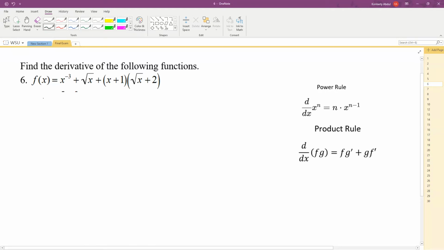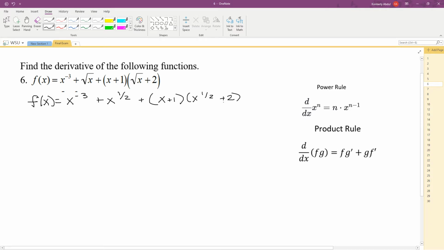All right, so this problem is going to be kind of long, and we're going to find the derivative of the following functions, or this whole function right here. So the first thing that I'm going to do is write everything with exponents instead of the square root sign. So I'm going to rewrite this. I'll get f of x is equal to x to the negative 3 plus x to the 1/2 plus parentheses x plus 1, x to the 1/2 again, plus 2.